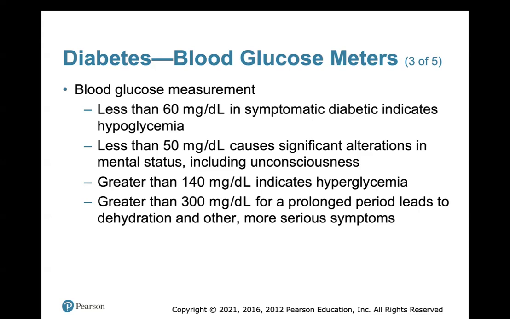Typically, anything greater than 140 is hyperglycemia, and anything greater than 300 for longer periods of time will start leading to serious symptoms. So that's where you start getting to that DKA, to all those symptoms we listed off: the excessive hunger, thirst, dehydration, urination, all that other fun stuff. We start getting that when sugar is over 300 for an extended period of time.